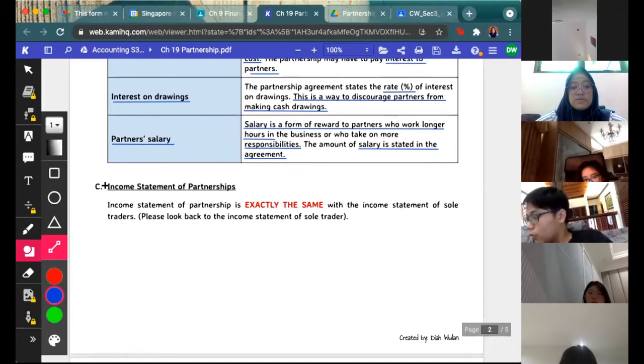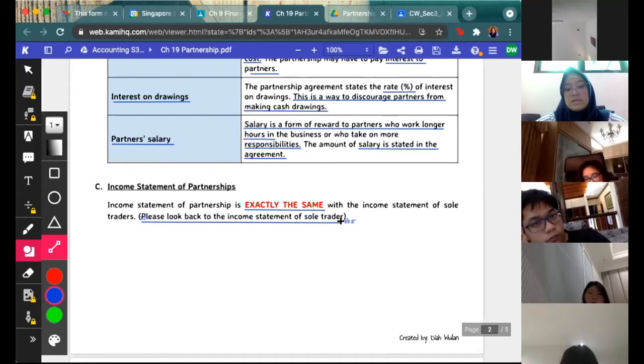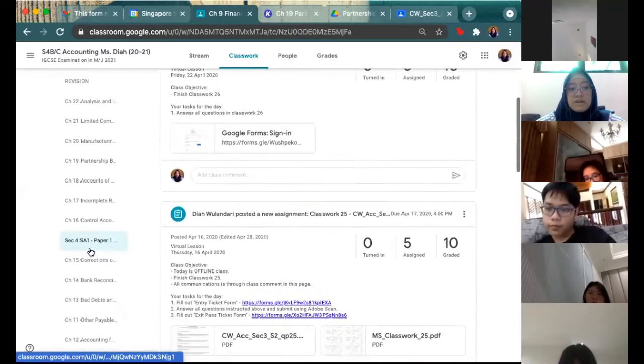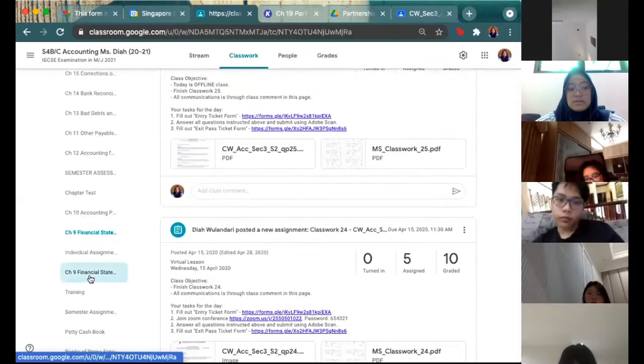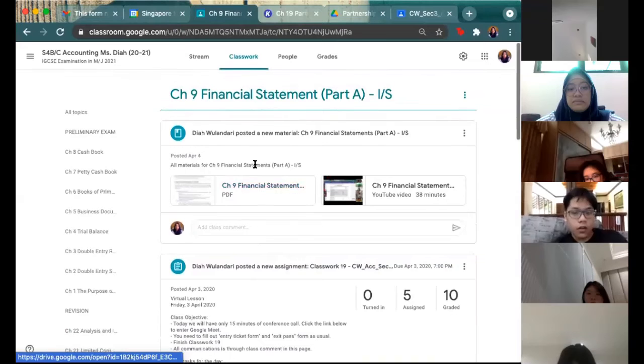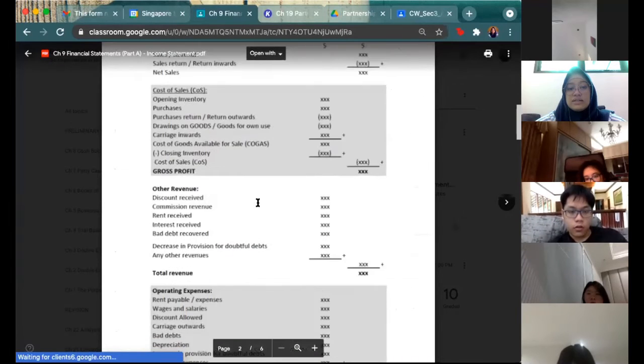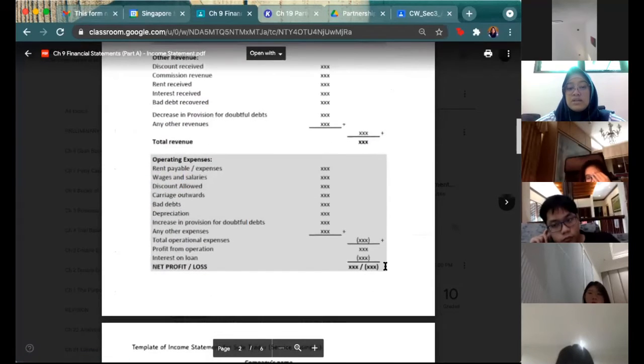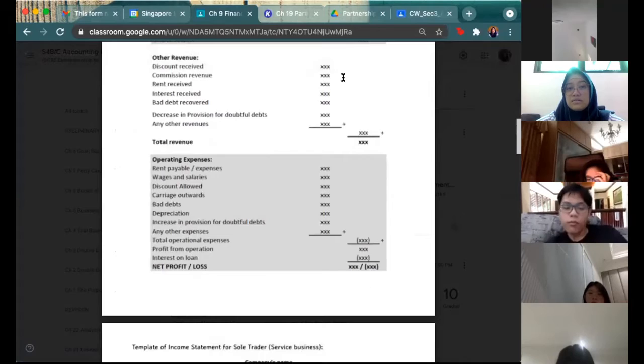Now, after you learn about the partnership, every business must create financial statements. The first statement is the income statement. The income statement of a partnership is exactly the same as the income statement of sole traders. That is why I asked you to look back at the income statement of sole trader in chapter 9. I asked you to recall it because we will need it. Now once you recall it, this is how it looks for the income statement, up until you get the net profit or loss.